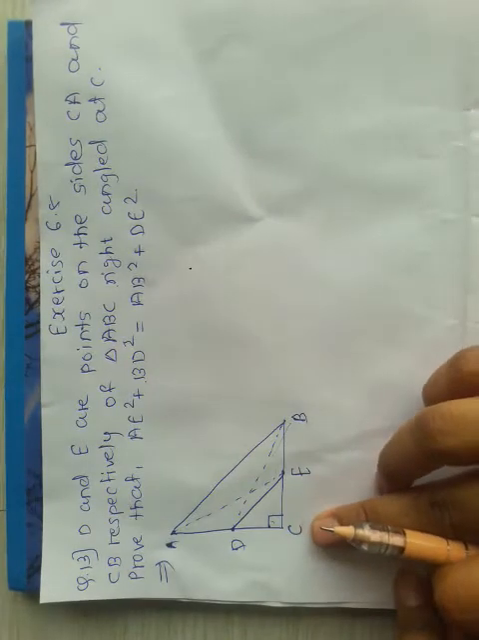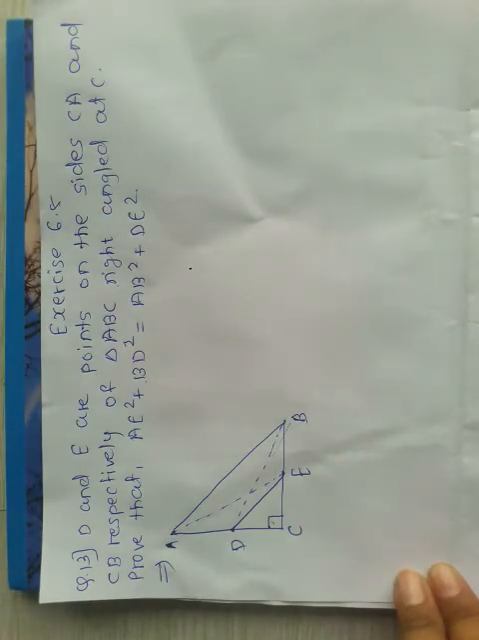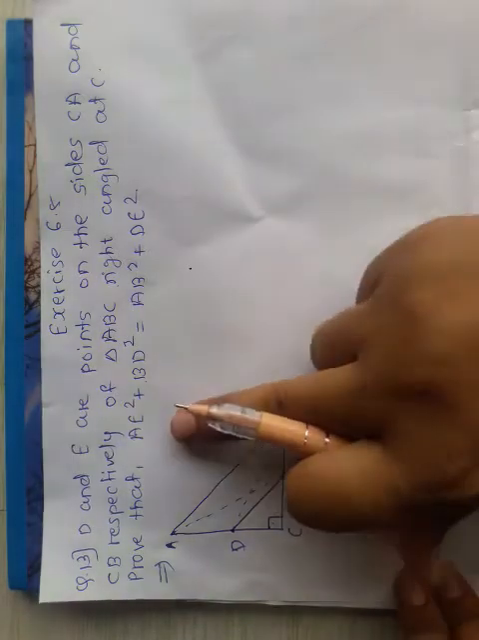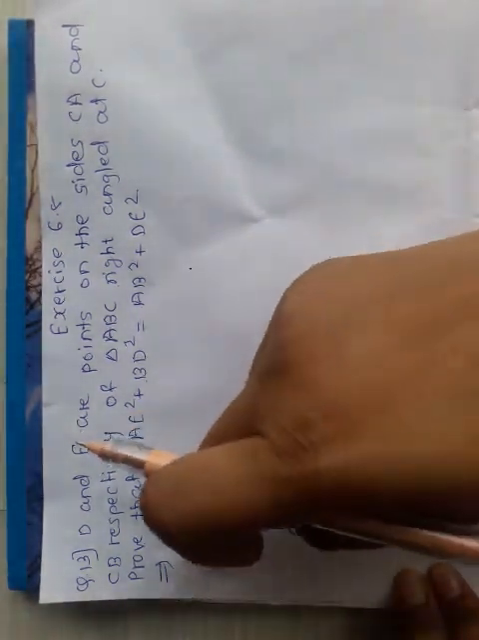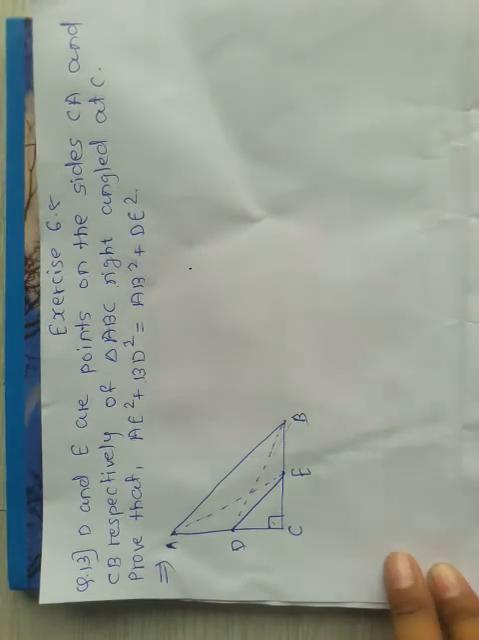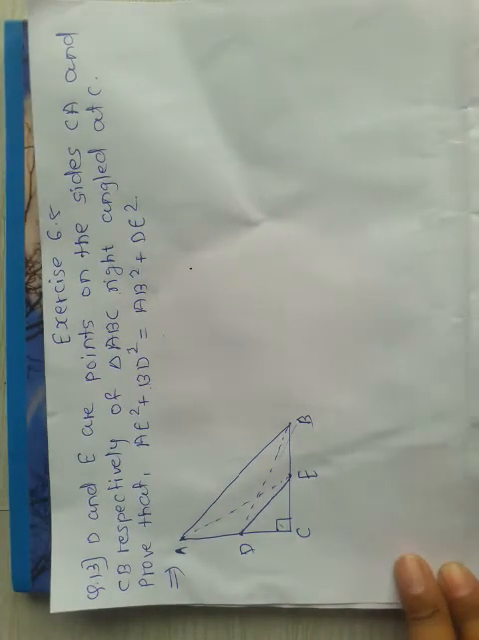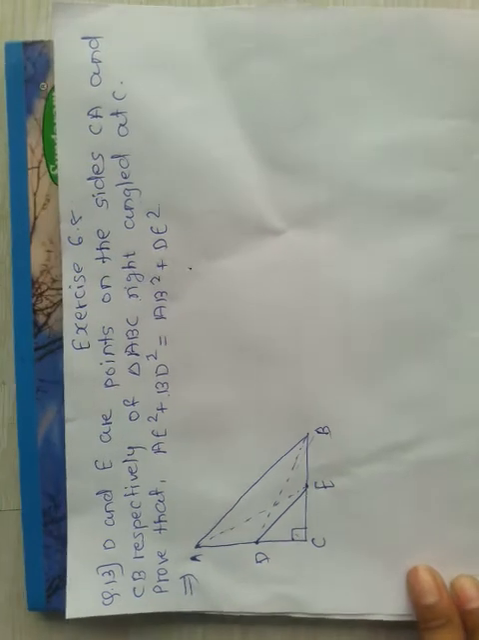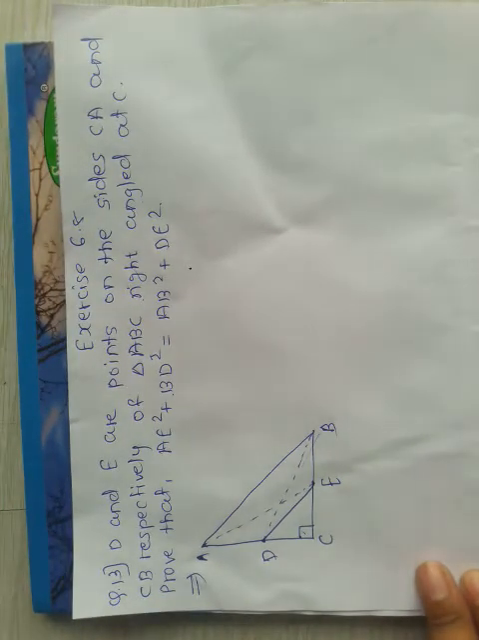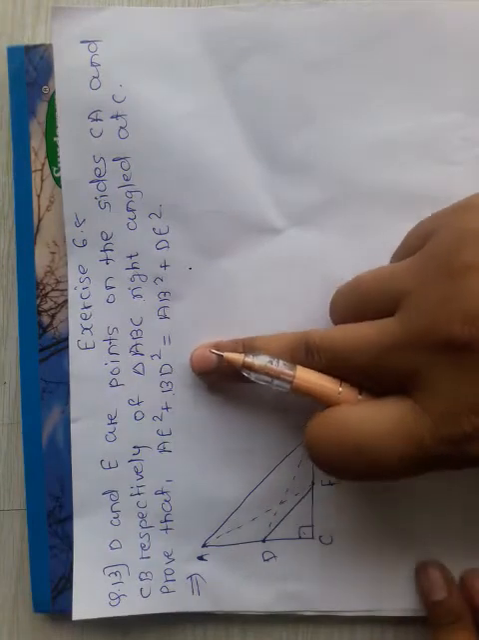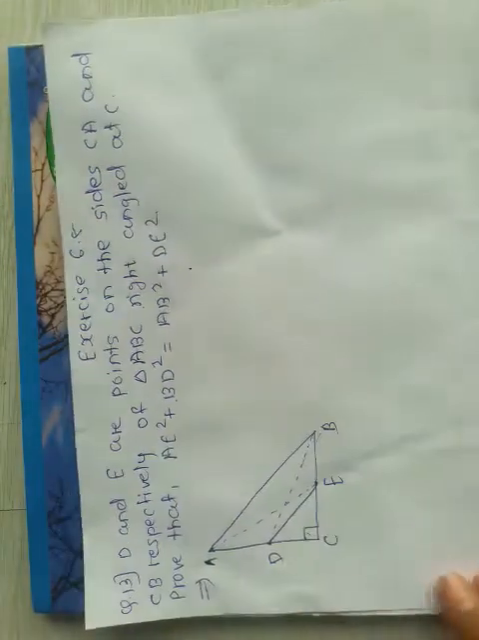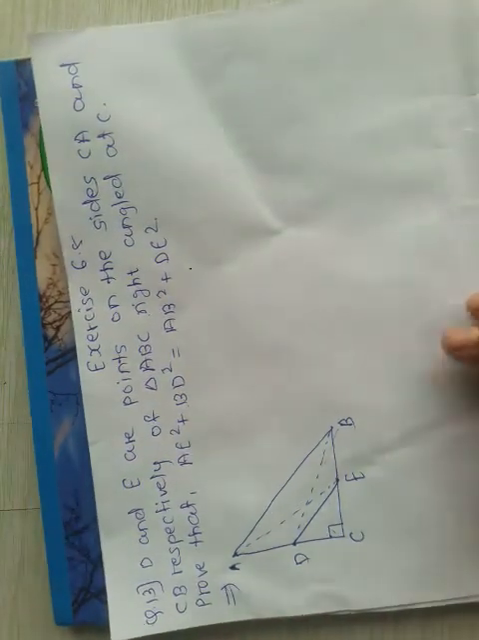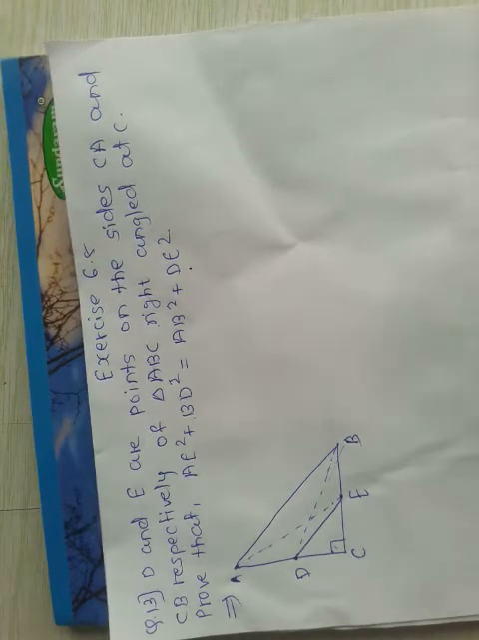We know very well angle C is 90 degrees, which means we must use the Pythagoras theorem in all these. One by one we have to choose the right angle triangles to find out AE square, BD square, AB square and DE square. So first write down all the given things. You must write down all the given things.